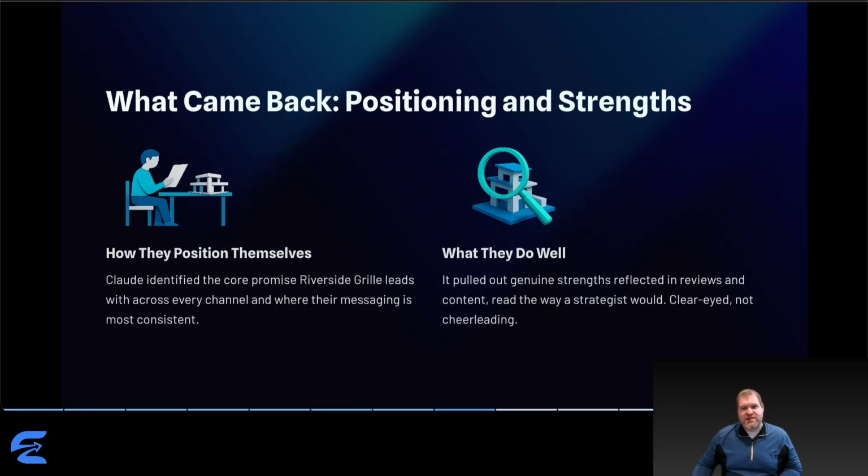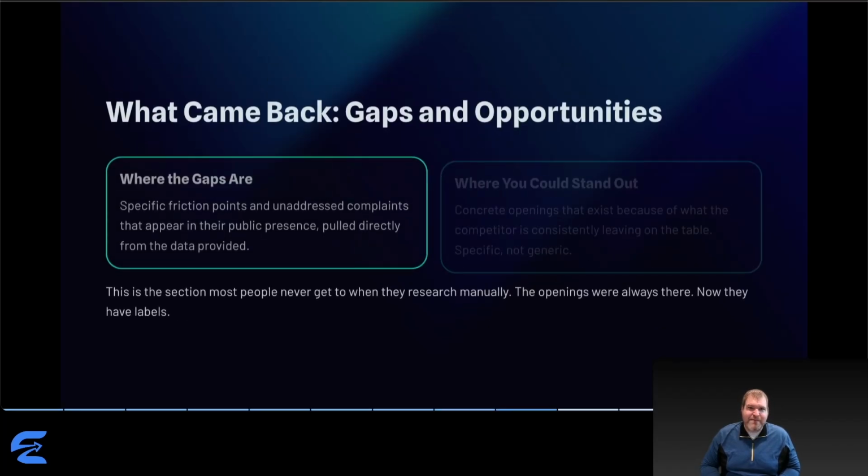The strength section highlighted the food quality, the fish fry as a signature item driving repeat visits, and the 187 reviews as evidence of real community engagement. Every observation traced back to something in the data we provided. Nothing invented, nothing assumed. That's two clean sections that tell you exactly who this competitor thinks they are and what's actually working for them. But now here's where it gets useful.